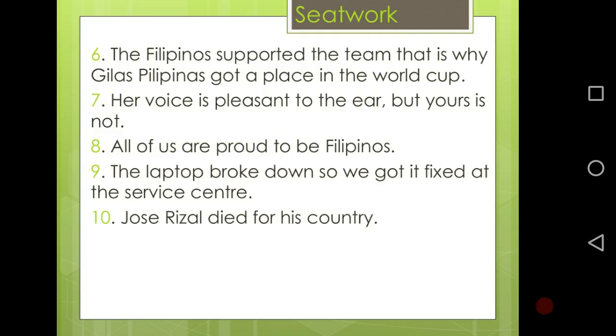Jose Rizal died for his country. Jose Rizal is the subject, and died for his country is the predicate. You see, died is a verb, and for is a preposition. His country is the noun of the preposition, but the whole phrase from died for his country showed action. It is the verb slot, so it is called the predicate. It includes everything after the verb. So it is a simple sentence as well, because we have one subject and one predicate.